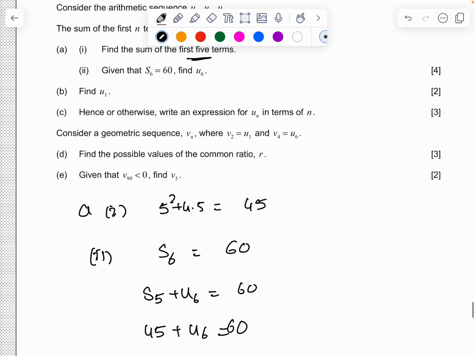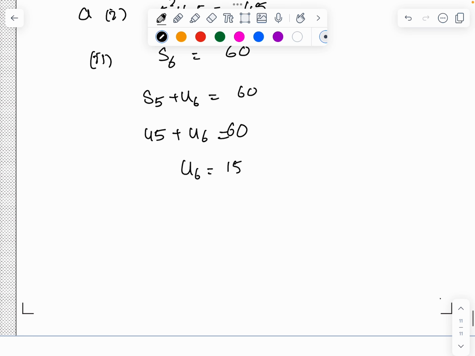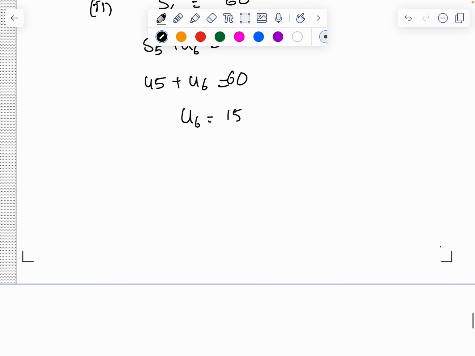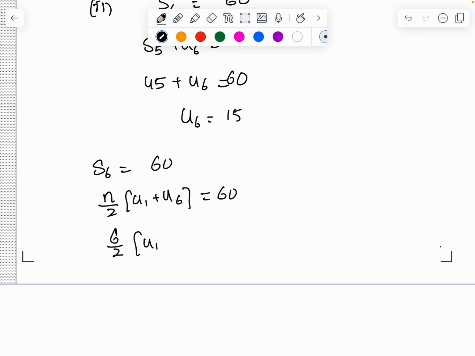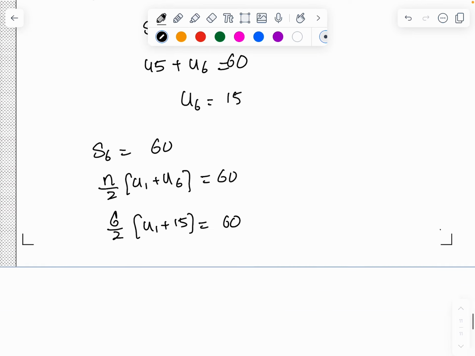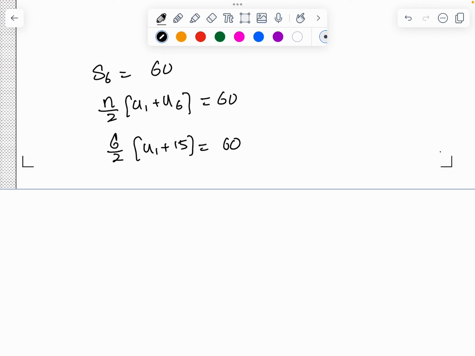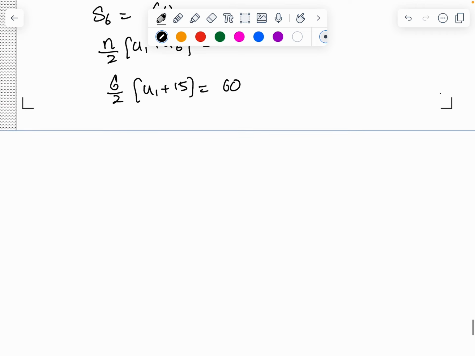Hence or otherwise, find U1. You have to find out U1. So S6 is nothing but 60. S6 means n upon 2 times U1 plus U6 equals 60. So n is 6, 6 upon 2 times U1, which we don't know, plus U6, which is 15, equals 60. So 60 equals 3 times U1 plus 15. So U1 plus 15 equals 20. So U1 equals 5.